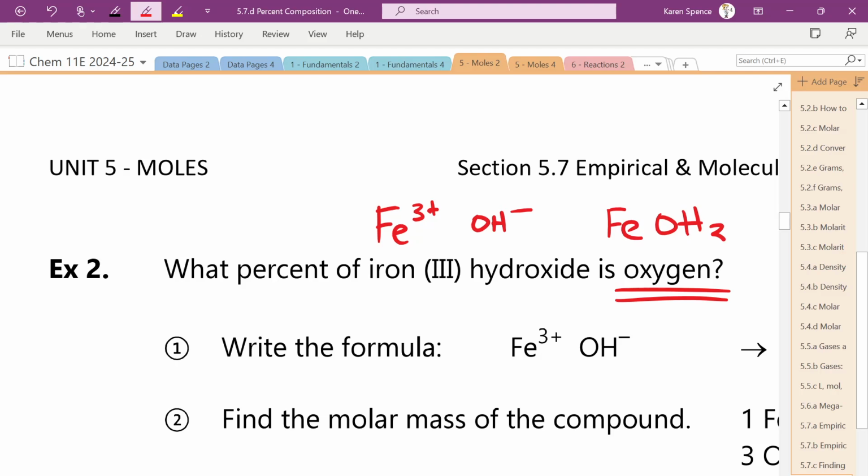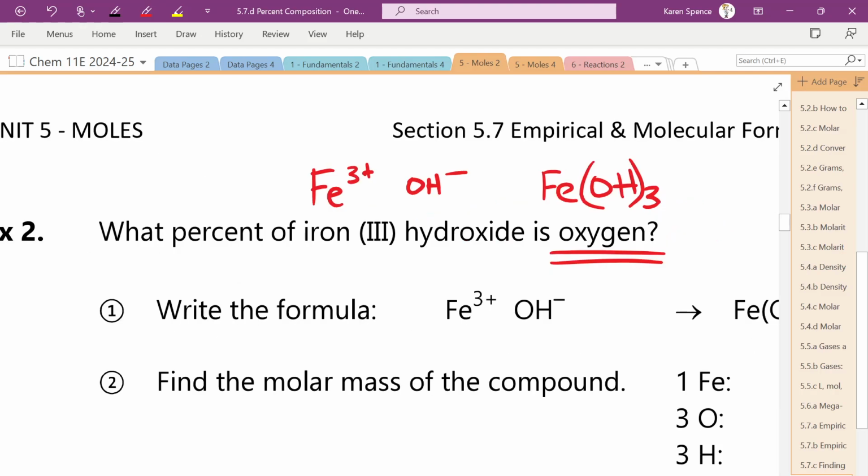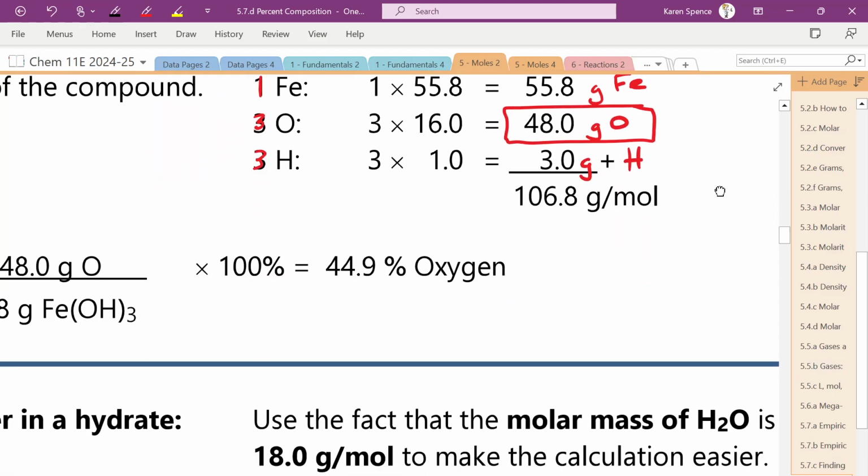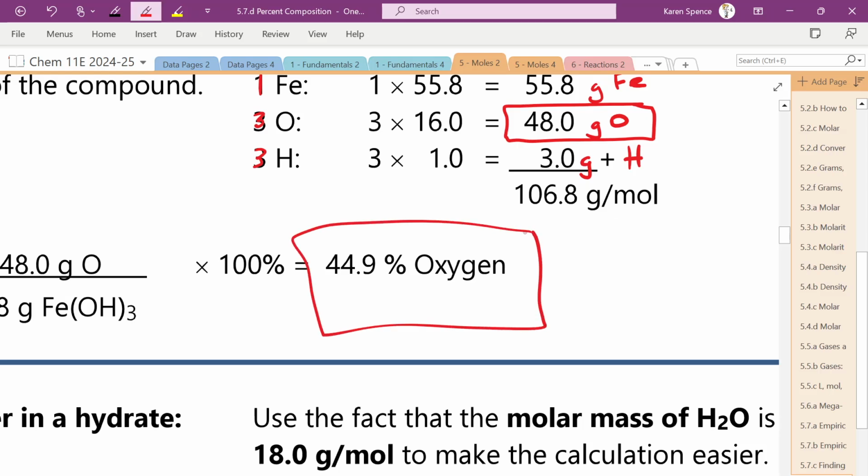FeOH3. Brackets, thank you. And I make my 3 look like a 3 and not a 2. Okay, and then you just find your molar mass of your compound. We have 1 iron, 3 oxygen, 3 hydrogen. So we have that many grams of Fe, that many grams of O, and that many grams of H. And we wanted the percent which is oxygen, so we don't have to solve for all of them. We just need to take 48 divided by 106.8, and we get it is 44.9% oxygen by mass.